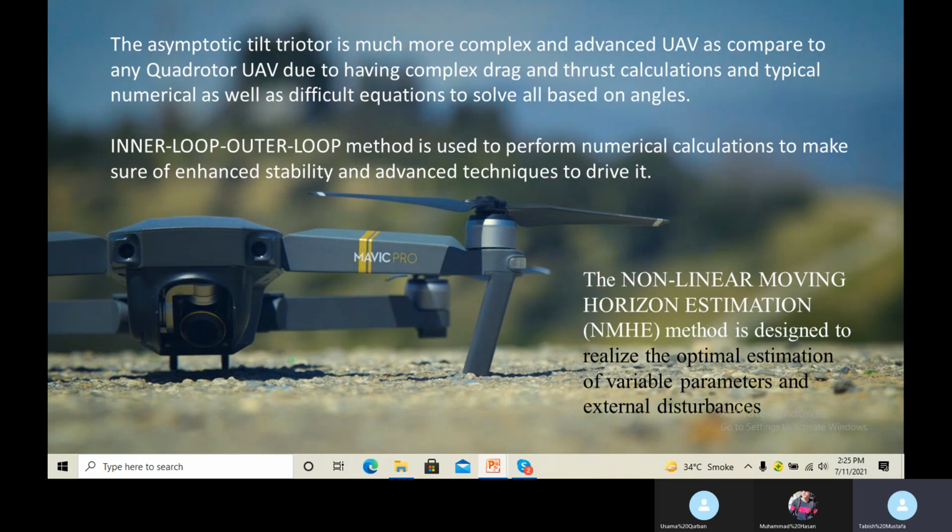The discussion here relates to nonlinear control of the position of a tilting three-rotor UAV, which is subjected to external disturbances, and designs a controller for the positioning subsystem and the attitude subsystem of the tilting three-rotor UAV, aiming at the problem of an inner and outer loop control strategy. An inner loop outer loop method is used to perform the numerical computations to make precise position control and attitude control. And the nonlinear moving horizon estimation, commonly known as the NMHE method, is designed to realize the optimal estimation of variable parameters and external disturbances.